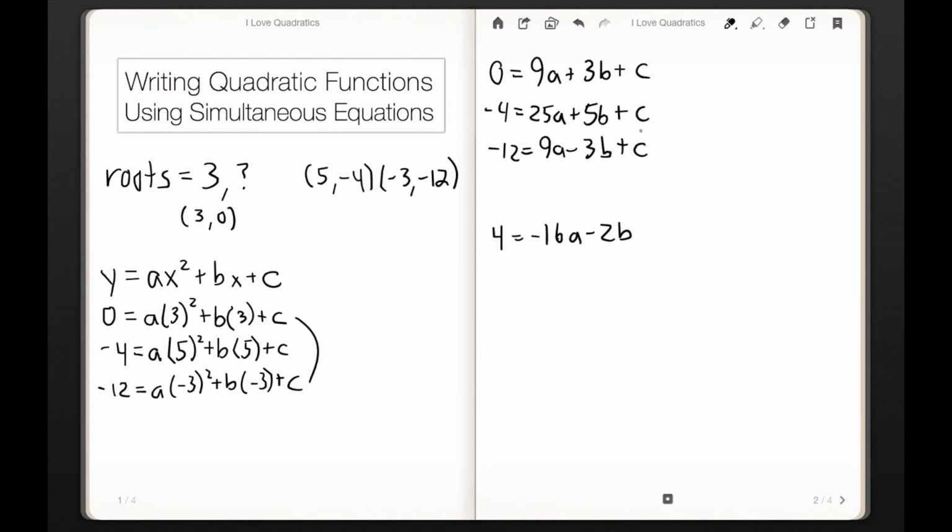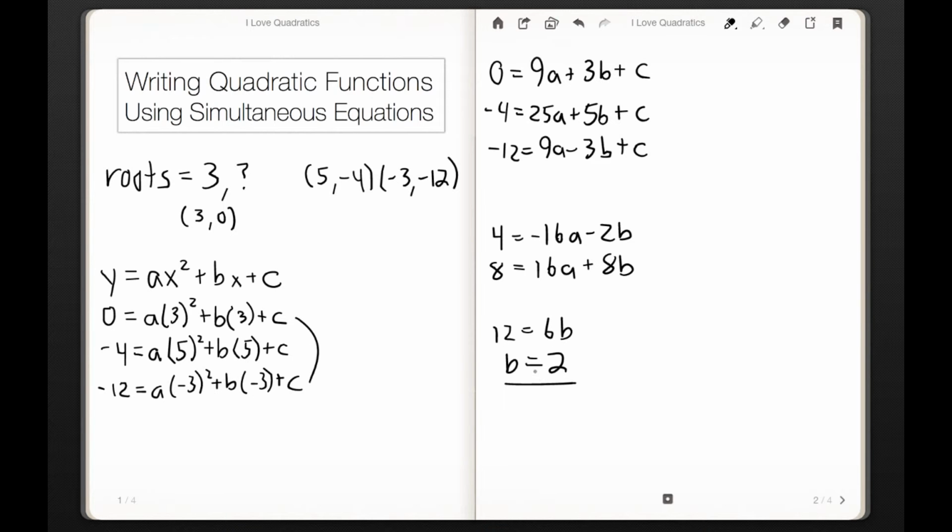Now we have 1c in the last 2 equations as well. So let's subtract this bottom equation from the middle one. -4 minus -12 is 8. 25 minus 9 is 16a. And 5 minus -3 will be 8b. So now, if we look here, we see we have a -16a and a 16a. So we can just add these 2 equations together to get rid of the a's. So now, if we add them, we'll get 12 equals, the a's are gone, negative 2b plus 8b is 6b. So b equals 2. There we go.